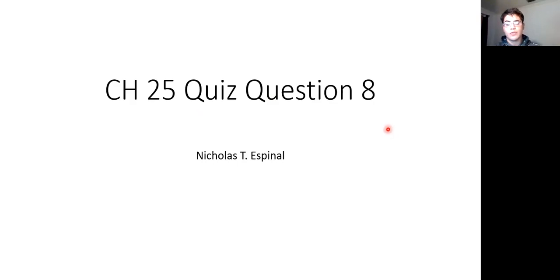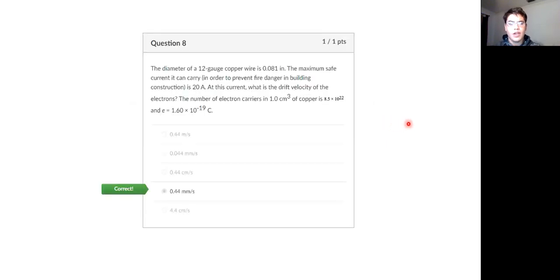This is the 8th question for my Chapter 25 quiz, and this is what it asks. The diameter of a 12-gauge copper wire is 0.081 inches. The maximum safe current it can carry in order to prevent fire danger in building construction is 20 amps. At this current, what is the drift velocity of the electrons?